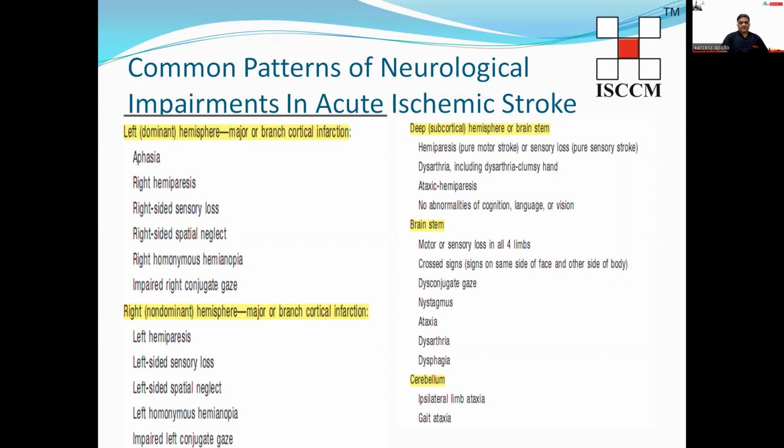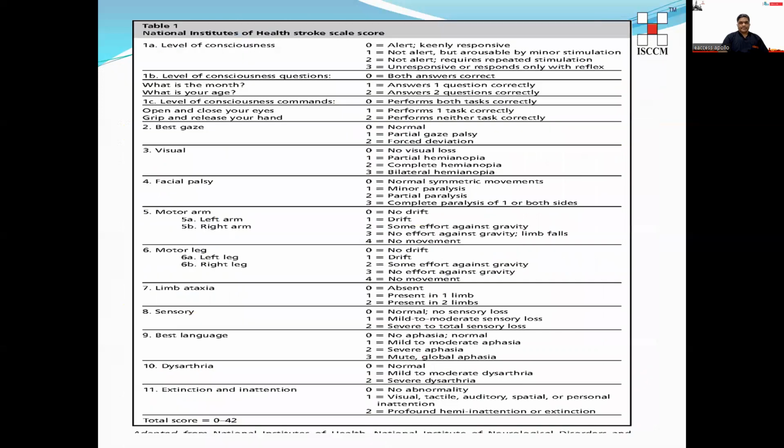If the brainstem is involved, motor and sensory loss is seen in the limbs. Crossed signs occur, with involvement on the same side of the face and the other side of the body. Disconjugate gaze, nystagmus, ataxia, dysarthria, and dysphasia suggest the cerebellum, with ipsilateral limb ataxia and gait ataxia.